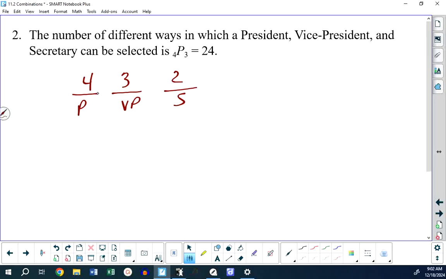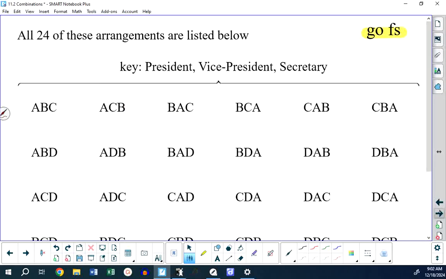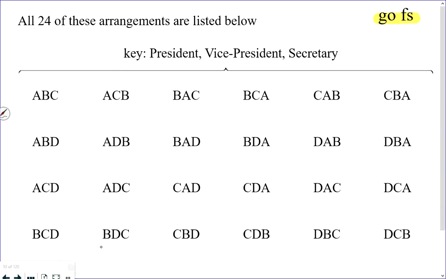So here they are. Here are all 24. And once again, I've listed, just like we did yesterday with repetitions, all of the ways to do the thing. And this time I've given you that list. So these are all different.